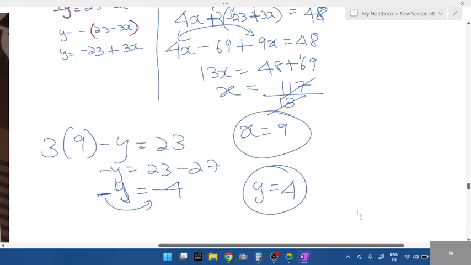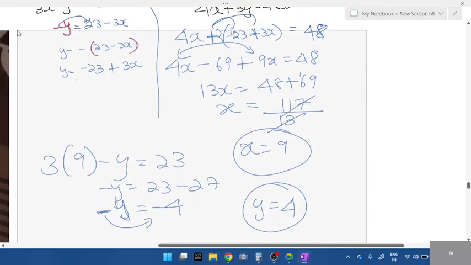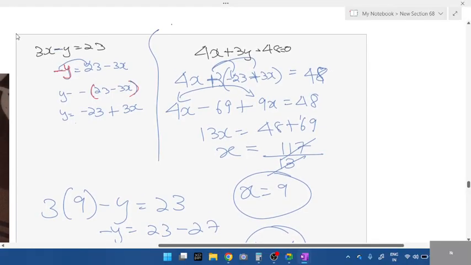Minus 4 becomes plus 4. Any doubts in this? Write it, students. Write and practice solving.